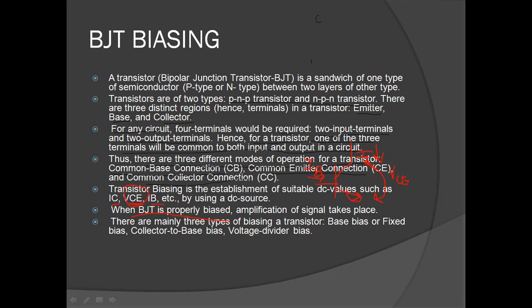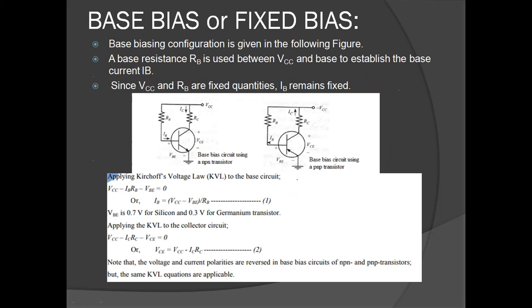There are basically three main types of biasing a transistor: base bias or fixed bias, collector to base bias, and voltage divider bias. Let us discuss what base bias or fixed bias is. The base biasing configuration is given in the following figure.